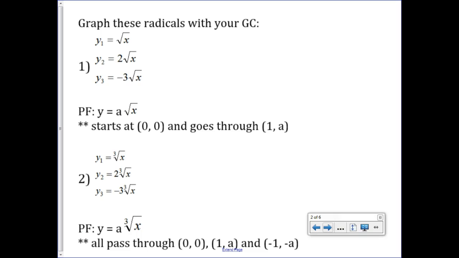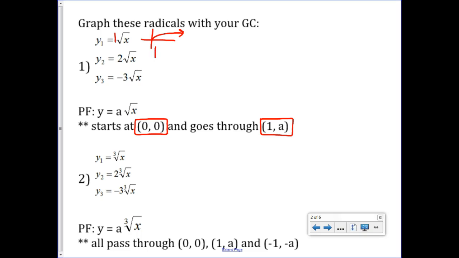Pause the video, look at the cube root of x, 2 cube root of x, and negative 3 cube root of x. What you should notice is that all of these graphs start at 0, 0. They all go through the point 1, a. So that means on this first graph, the a is 1, so your graph is going to go through 1, 1.